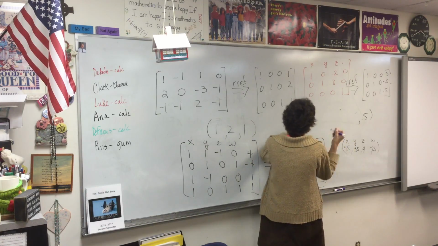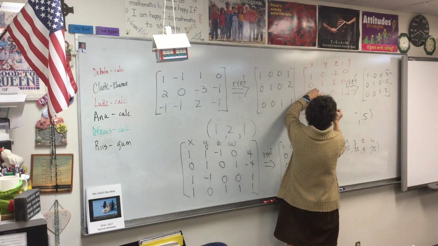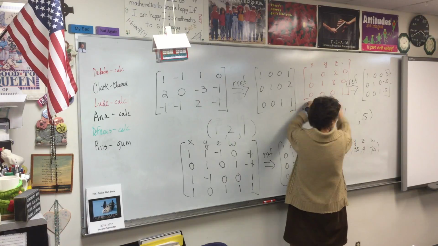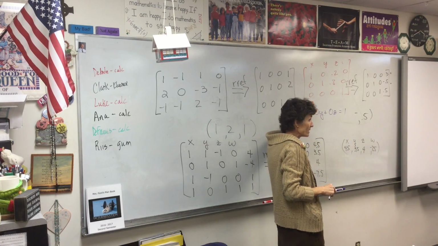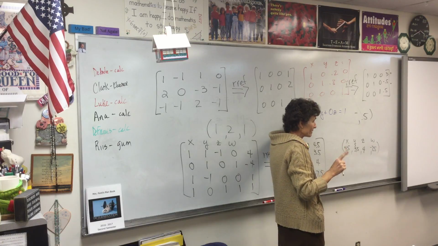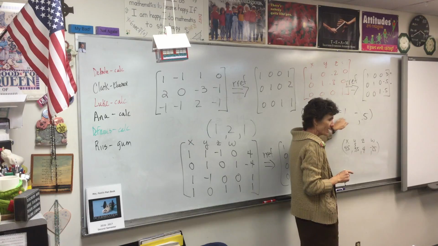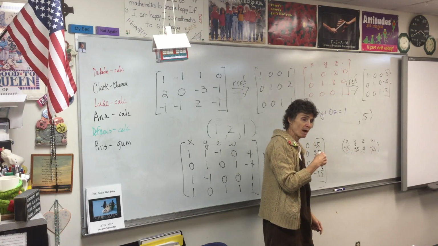Now, what is bad about this is, take a look at that bottom row. That says no X's plus no Y's plus no Z's equal 1. That's what that says. Right? Okay, think about that. Can no X's, no Y's, and no Z's add up to be 1? No. This is a bad problem.